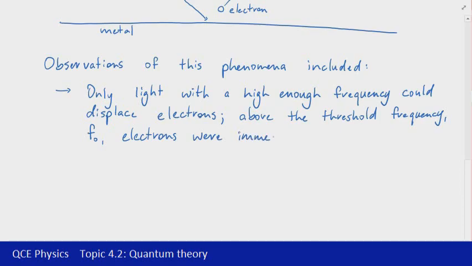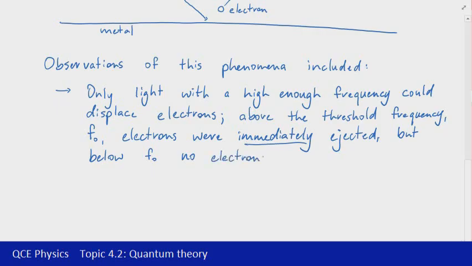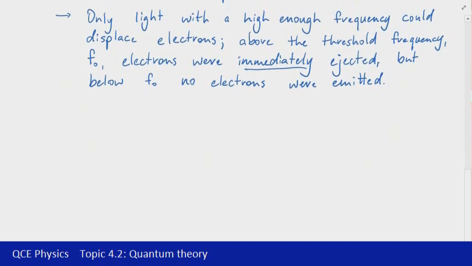And note the word immediately here. It's an important one to pay attention to. And we'll come back to why that is when we look at the actual observations. And if you had any light below f naught, no electrons were ever emitted. So when the frequency of light is above the threshold frequency, electrons were immediately emitted. And when the frequency was below that threshold frequency, no electrons were emitted. So there's the first observation of this phenomenon that's important.